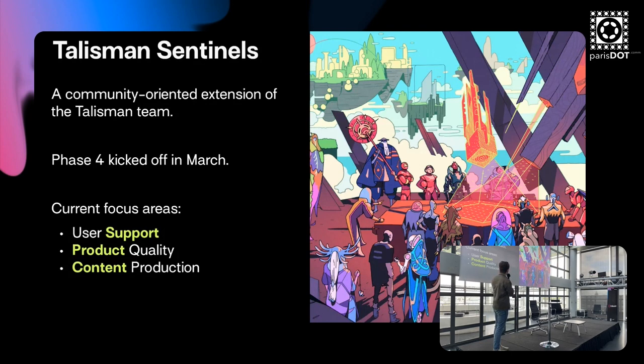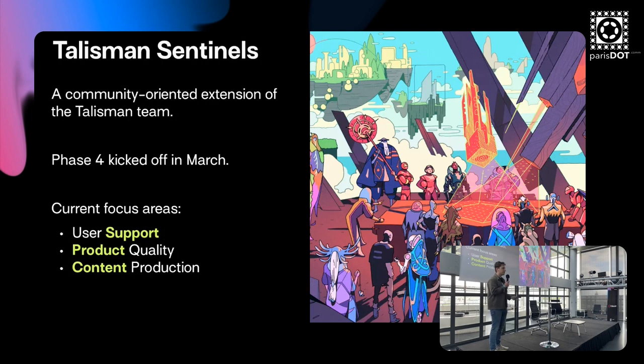This Talisman Sentinels program has had many, many phases as we've evolved the roles that they're performing. We're currently in phase 4, and you can get involved if you hop into the Talisman Discord. It's actually a really lovely way to get involved with the ecosystem at a grassroots level. There are lots and lots of roles available for people. They're paid, and we actually have one Sentinel currently in Berkeley at the Polkadot Academy as a result of having done this work with Talisman in the past.